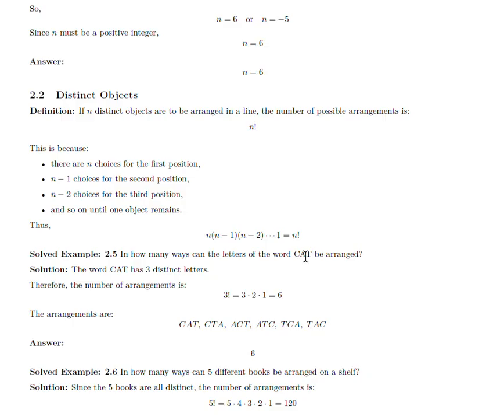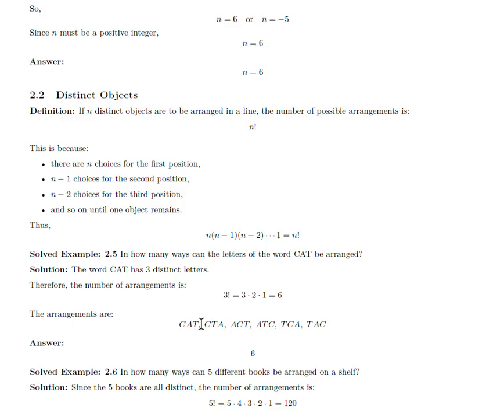Or I like to use the word shuffled. How many ways can we shuffle CAT? You can see 3 letters are distinct, that is, no letter is repeated. And so the word CAT has 3 distinct letters, therefore the number of arrangements or shuffles is 3 factorial. 3 times 2 times 1 equals 6.